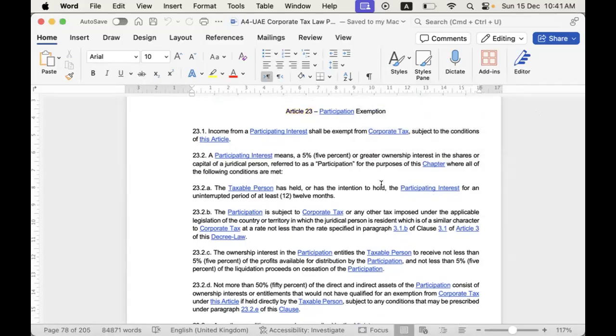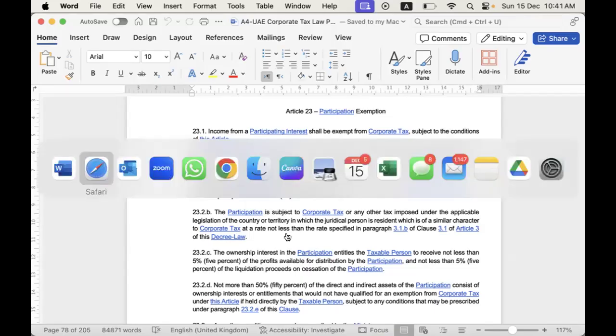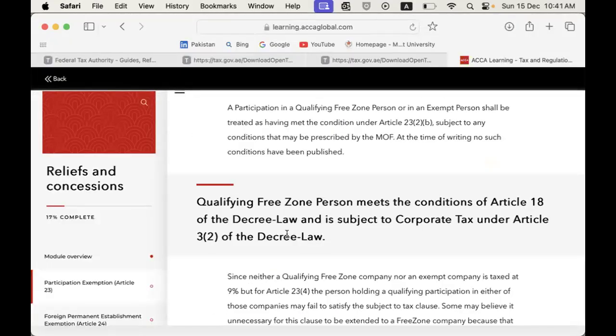Yes, clear. Now, what is participation? It's a foreign company, correct? It's a foreign company. It's not a local company. So my question was, can there be a scenario where a participation in interest in a qualifying free zone person? A participation in a qualifying free zone person or in an exempt person shall be treated as having met the condition under Article 23, subject to any condition.